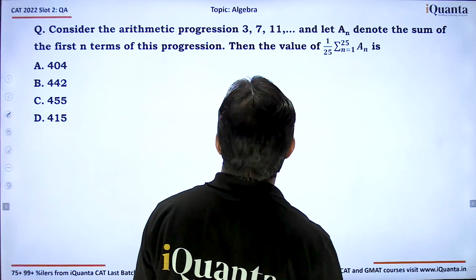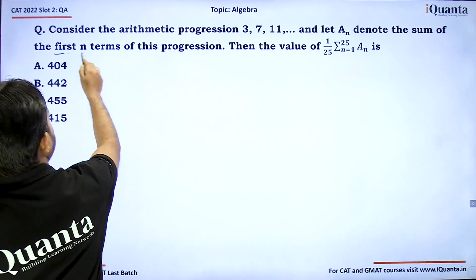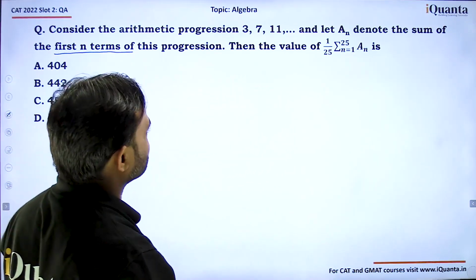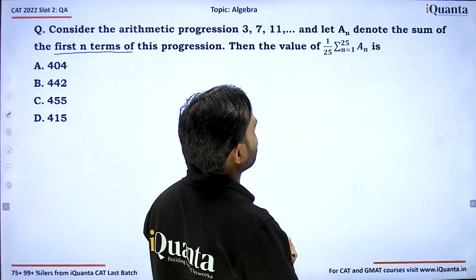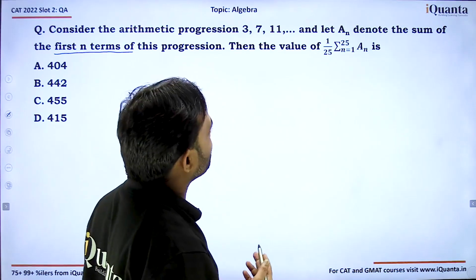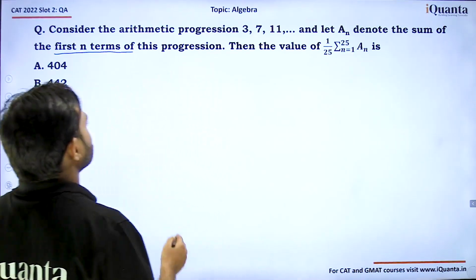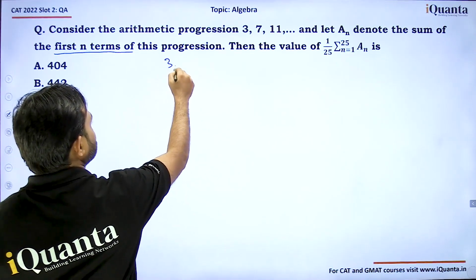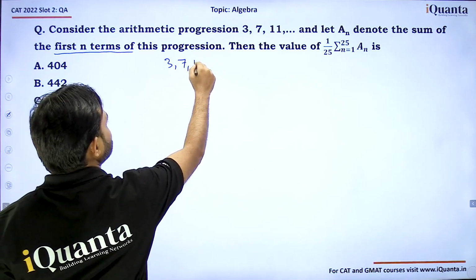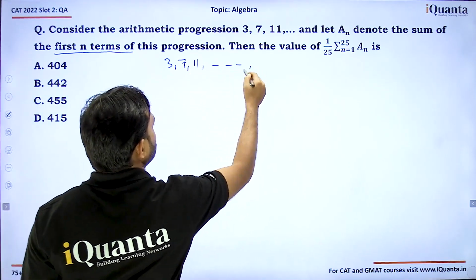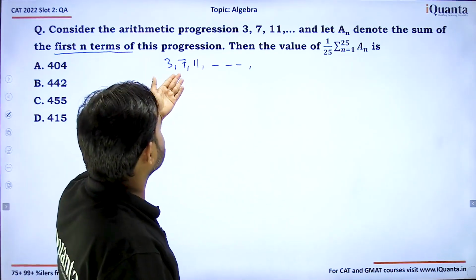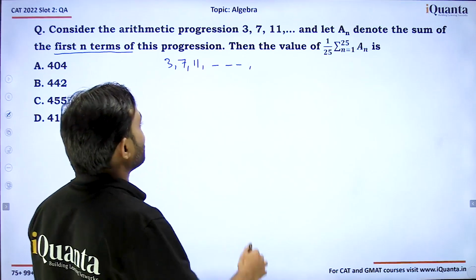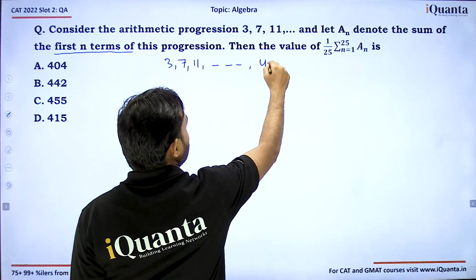Next question, it says consider the arithmetic progression 3, 7, 11 and so on, and let an denote the sum of first n terms of this progression. Then the value of 1 by 25 of summation of an when n is from 1 to 25. So first let's consider this arithmetic progression 3, 7, 11 and so on. So first term is 4 minus 1, second term is 8 minus 1, third term is 12 minus 1. So the nth term will be 4n minus 1.